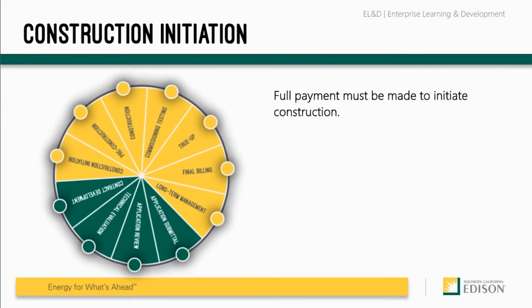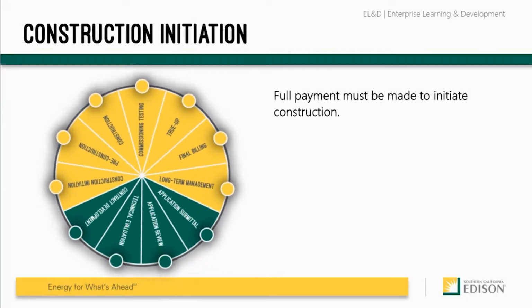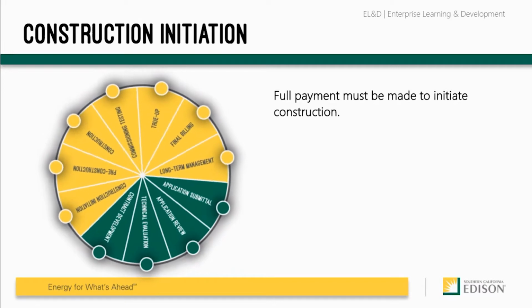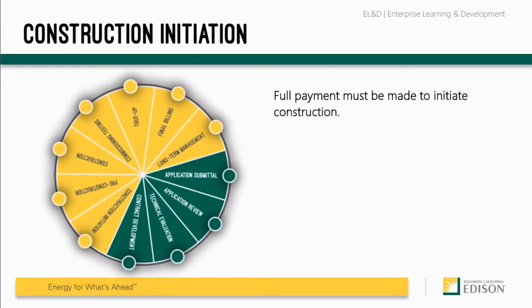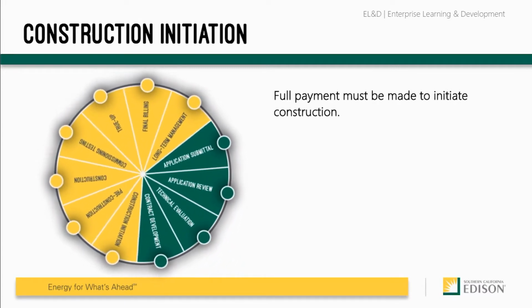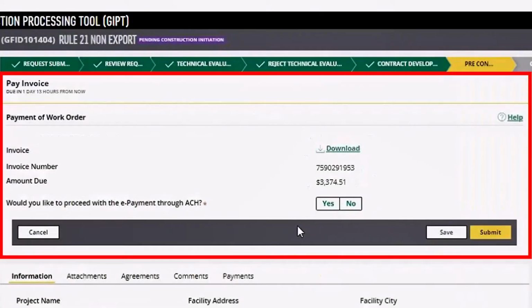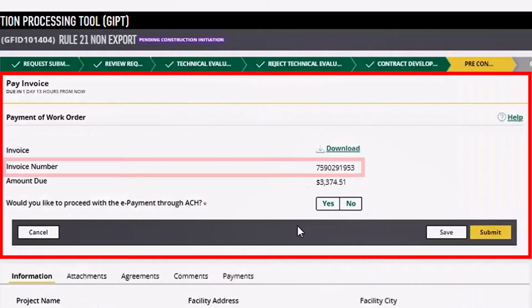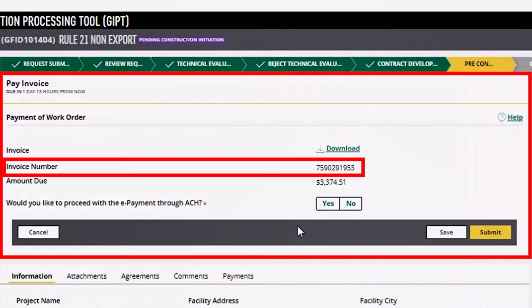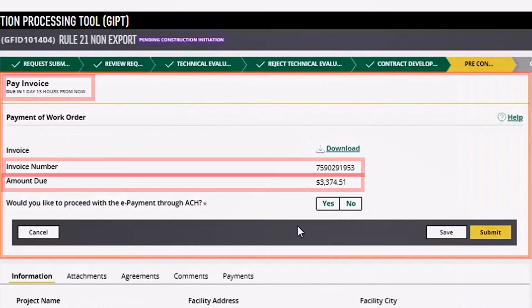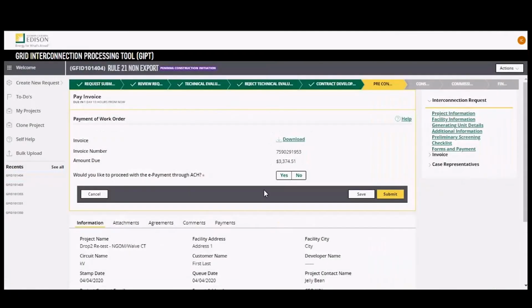A full payment must be made to initiate construction. The payment option for the main work order and GIPT invoice are available in GIPT. There is no option to make partial payments. The GIPT invoice is available for preview and download and will display information such as invoice number, invoice description, amount, and due date. When you're ready to make a payment, select Yes to the question, Would you like to proceed with an e-payment through ACH?